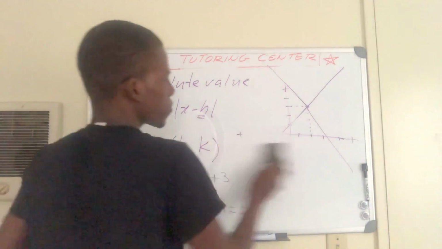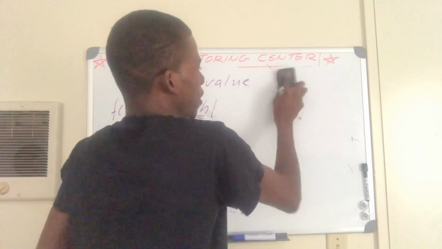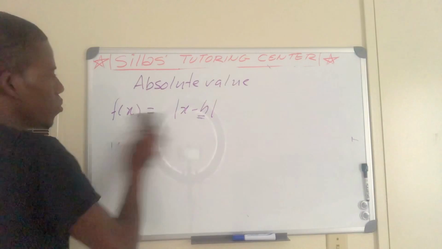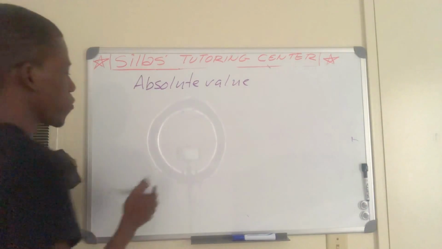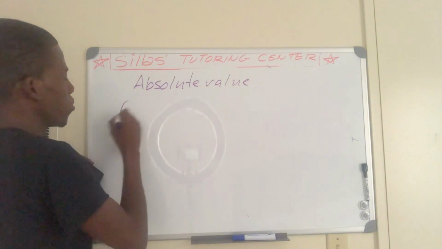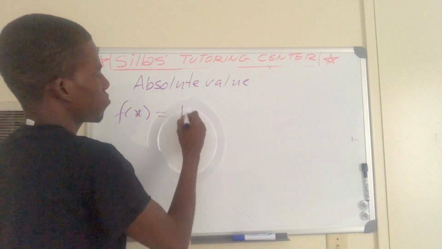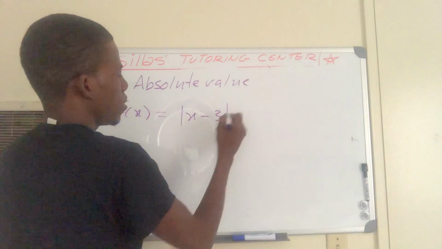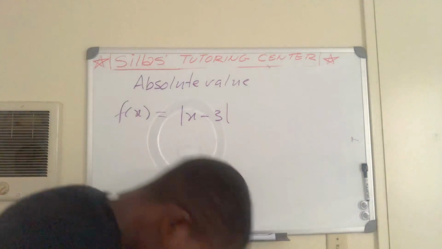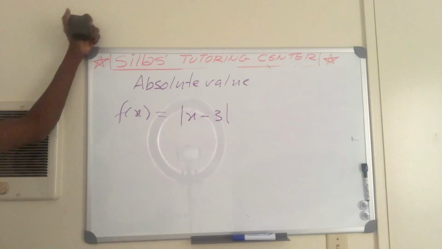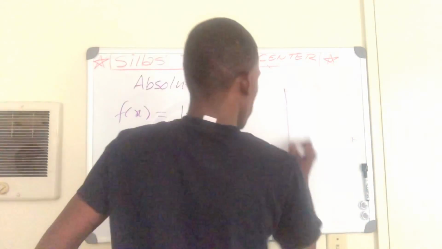Okay, so let's make some sense of what I said. Let's say, for example, we have this function. Somebody asks you, can you graph this function? You say, oh yeah, I can graph it. Okay, I know the behavior.